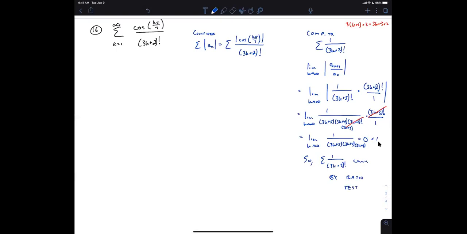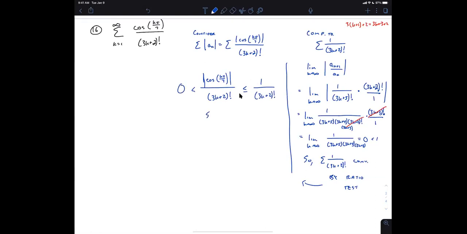Okay, so now we go back, and this middle one is positive and is less than or equal to that one. All right, so positive and it's less than or equal to that one. That means that then this one converges by direct comparison.